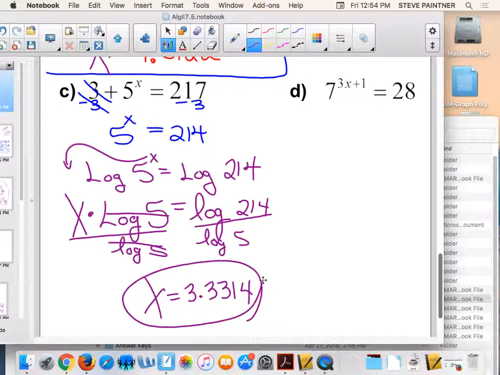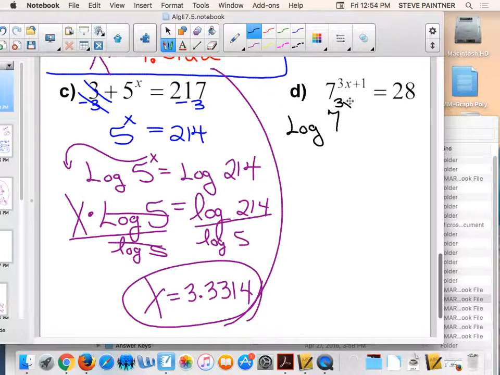Last one. Is this one ready to go? Do you have a base raised to a power of x? Yes, you do. So you're ready to go, I hope. Log of. Good? Yeah, that's pretty easy. Now, what do you do with the power? 3x plus 1. Move it out in front. Just move the power out in front. That's what the property said yesterday.